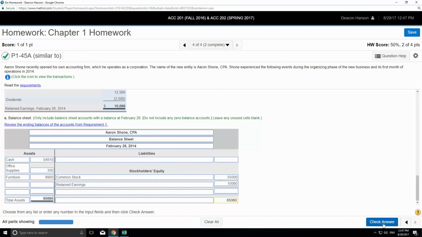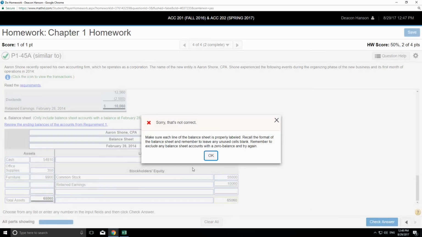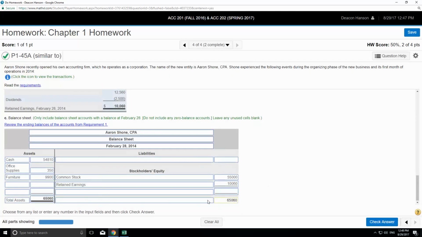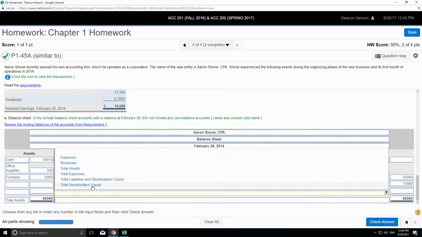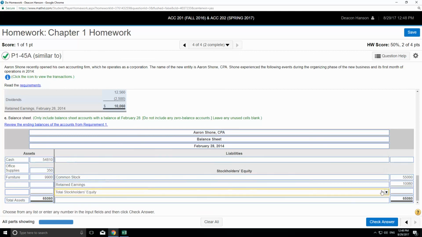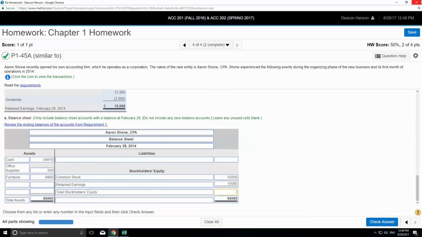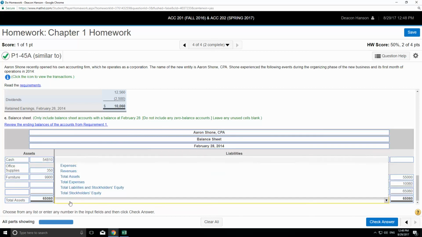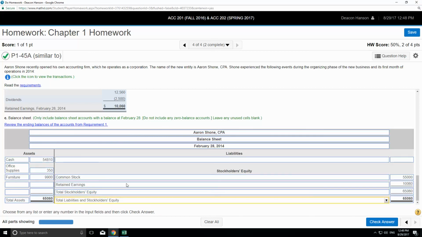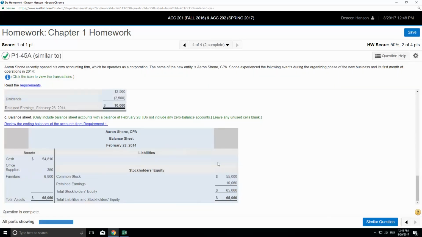Let's say check answer. Okay, make sure each line of the balance sheet is properly labeled. Oh, you know what we forgot to do? We forgot to say total stockholders' equity and make that subtotal there. And then say total liabilities and stockholders' equity, because that's that side of the equation. See? Okay. So now I'll show you something.